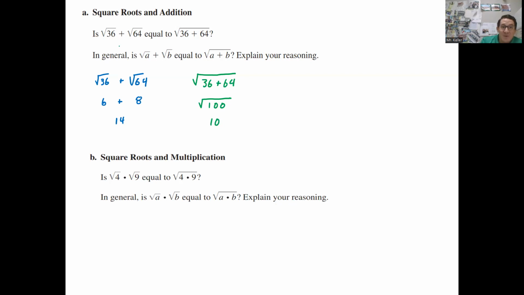So can you add square roots together like that? Is the square root of 36 plus the square root of 64 the same thing as the square root of 100? No, it is not. You cannot add roots together like that.